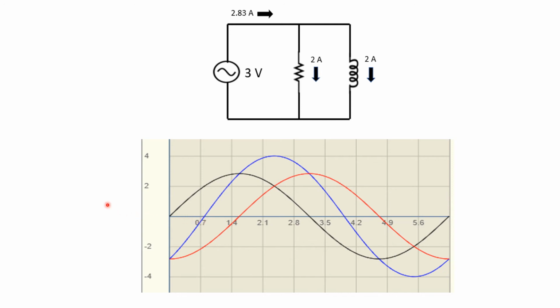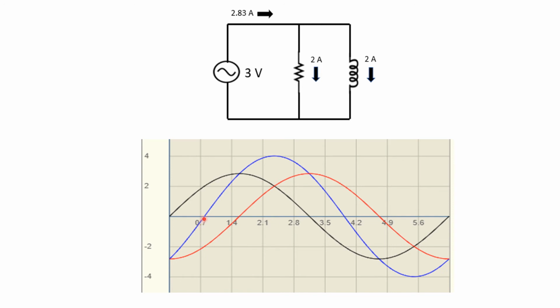Now, even if you're not familiar with sine wave addition like this, I think it's pretty easy for us to check that the source current curve is in fact the sum of the other two, by simply checking a few points on the graph. When the resistive current is 0, you can see that the source current and the inductive current are equal.